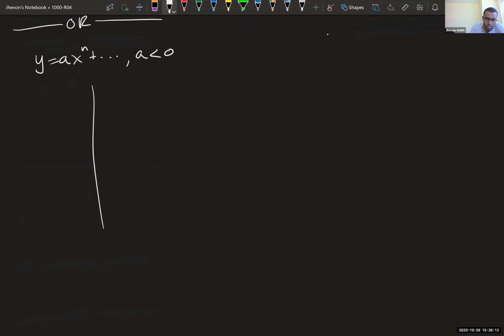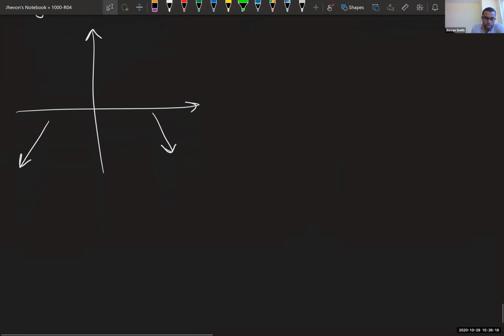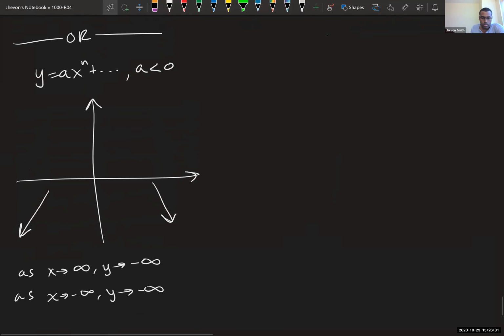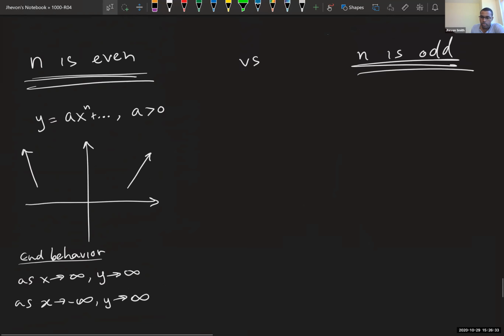And if your a is negative, everything just flips upside down. So you'll have both ends going down in an even graph. As x approaches infinity, your y values will go down. And as your x approaches negative infinity, your y values again go down. So that's the even case.